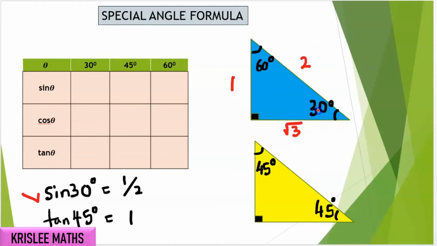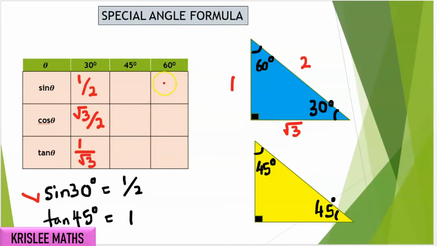Now let's find sine 30 degree. We have the value, that is 1 over 2. Cos 30 degree will be adjacent over hypotenuse, therefore it is square root of 3 over 2. Next, tangent 30 degree. Tangent will be opposite over adjacent. It is 1 over square root of 3.